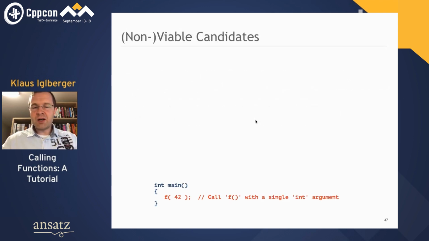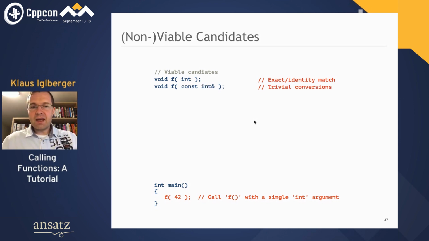So what is a viable or not viable candidate? Assuming that I have a function f where I pass a 42, a single integer argument, then a viable candidate could be a function that takes an int. That would be a so-called identity or exact match. It could be a function that requires me to pass a constant int ref. This is called a trivial conversion. I simply add a const to this int, which is always possible. This is fine. I could also call a function that requires me to convert the integer to something that it can be converted to. So a standard conversion.